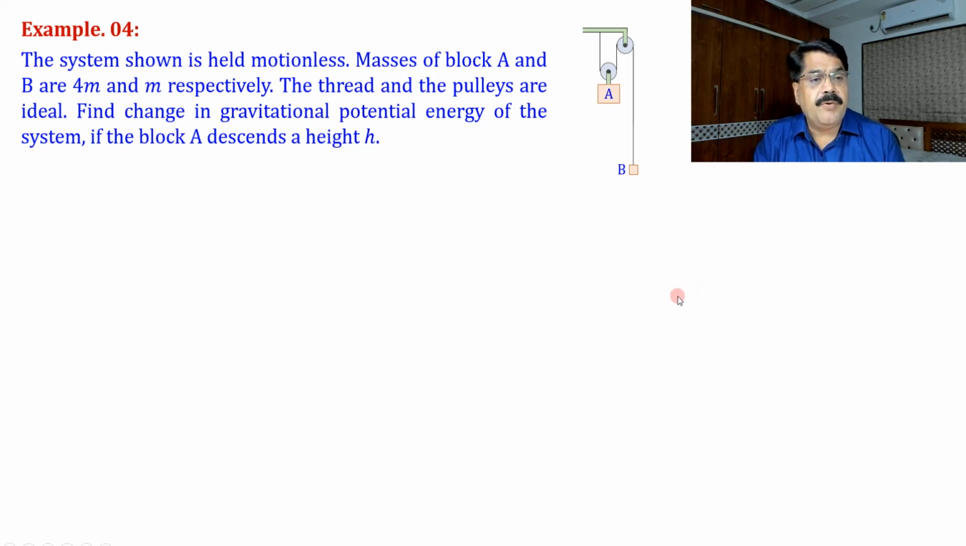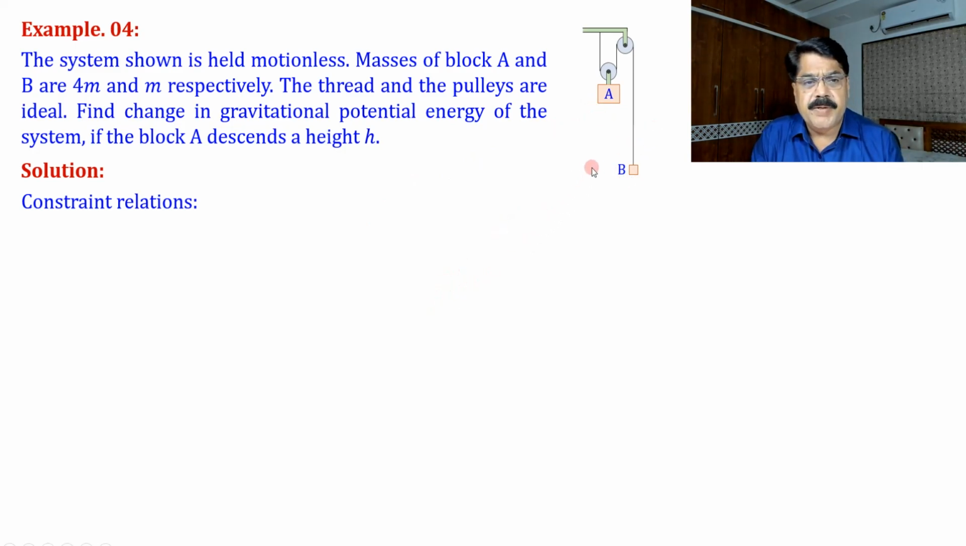So again, what do we do? The simple idea to find the change in total gravitational potential energy is to consider each pair, A and Earth and B and Earth, find the change in gravitational potential energy of these 2 pairs, and add them. So how do we proceed? First the constraint relation to find the change. Of course, the movement of A is given as h. So how much will B move? That we have to find from the constraint relation, and that is very easy.